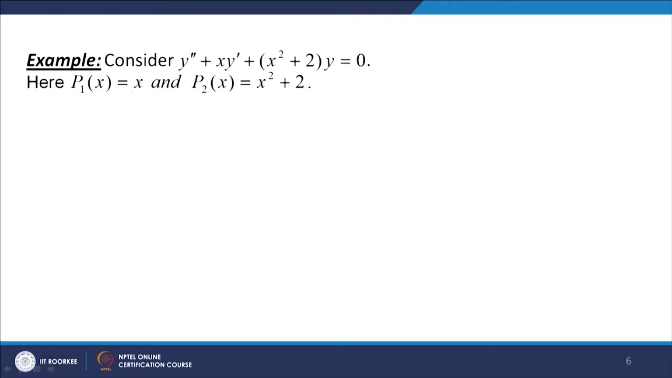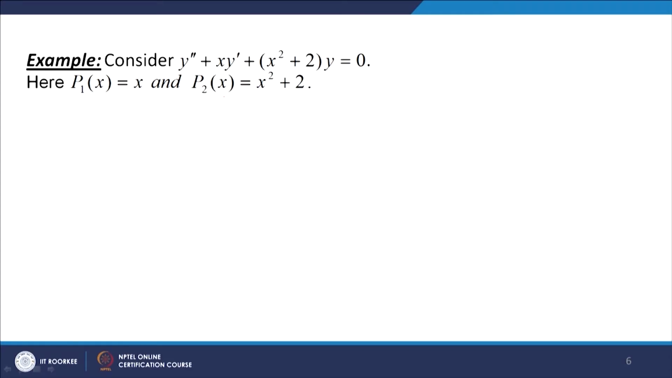We can write the Taylor series of p1(x) and p2(x) about any point x = x0, and it will be convergent for all x. So, these are analytic functions for all real values of x, and therefore every point x of the real line is an ordinary point of the differential equation y'' + x y' + (x^2 + 2) y = 0.